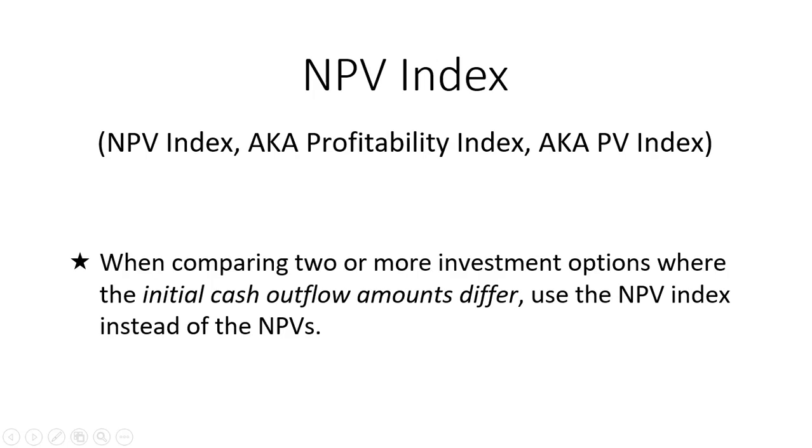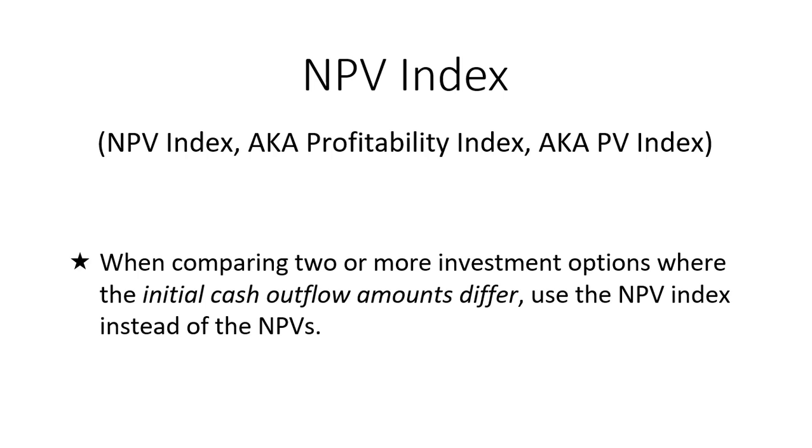You now know how to calculate the net present value of a potential investment, and if you have two or more investments that each require the same initial cash outflow, say $1 million, then the one with the highest positive NPV would be the most attractive.